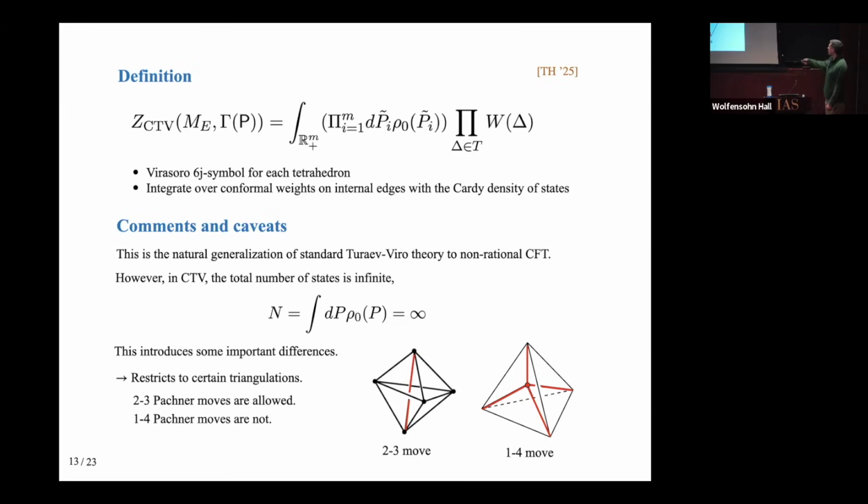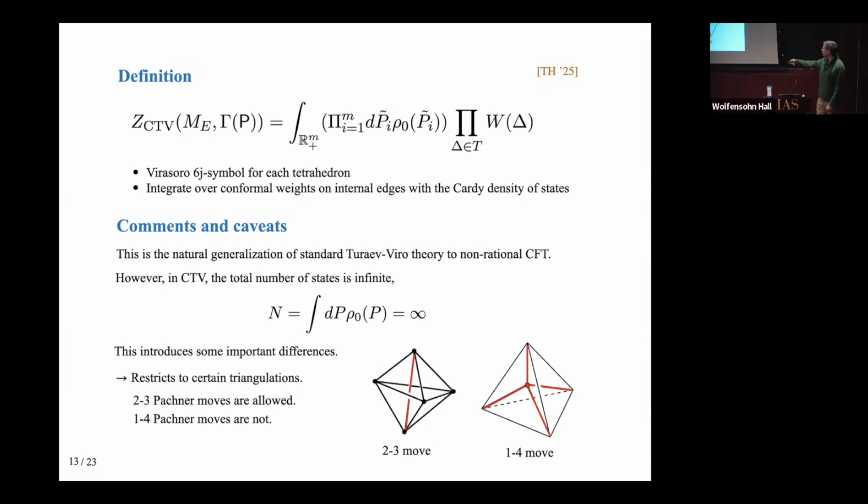The full set of triangulations can be generated by retriangulating your manifold with Pachner moves. In 3 dimensions, there's a 2-3 move that adds an edge to 2 tetrahedra, turning them into 3. And there's a 1-4 move that adds a vertex in the middle and divides 1 tetrahedron into 4.